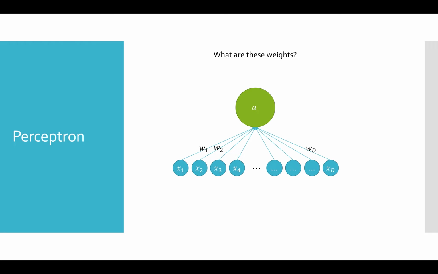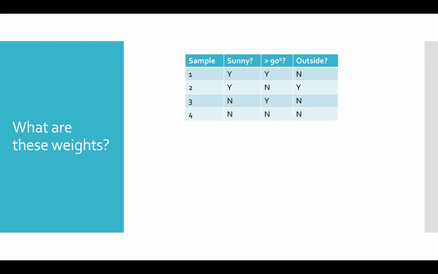So what are these weights really? Let's look at an example to get a better sense of it. Here's some data we've looked at a couple of times now. We have 4 samples, we have 2 features, and 1 label. So our x1 and x2 would be sunny and greater than 90 degrees. Let's say we have a weight 1 of 0. That would mean that our activation would always be the second weight times the second feature. So whether or not it was sunny would have no effect on the output.